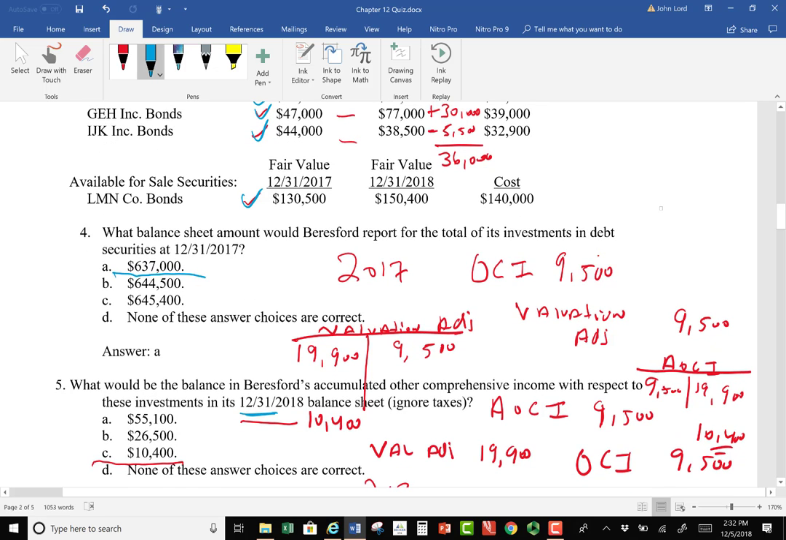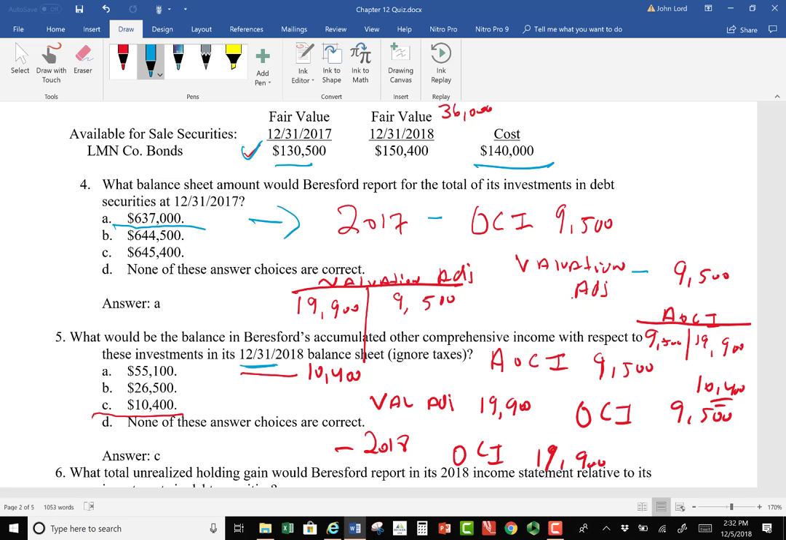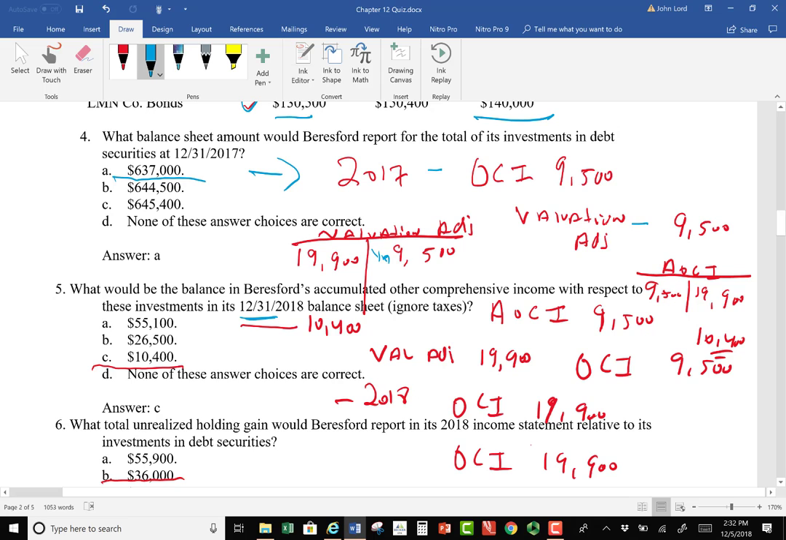Okay. So you look, and let's do 2017 first. Okay. 2017 fair value is $135,000 when the cost was $140,000, right? So I'm going to debit OCI, and I'm going to credit valuation adjustment $9,500, right? When I do, that's year one right there, I credit the valuation adjustment, and I debit my OCI, and then at the end of the year, I have to close the OCI, don't I? Don't I have to close that account? So I credit OCI and I debit accumulated OCI $9,500, right? To close it. Okay, good.